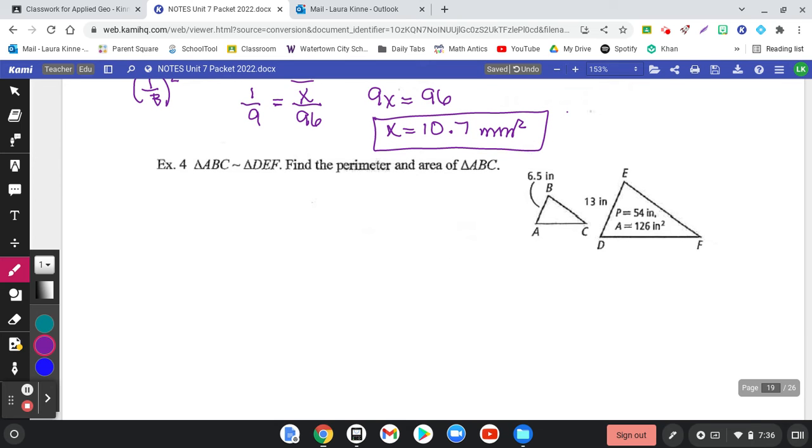Okay, so again, you can see that the sides are given. So let's figure out the similarity ratio first. 6.5 over 13. Okay. All right. So if we want to find the perimeter of ABC, we're going to just leave the 6.5 over 13. And since it's the perimeter of the second triangle, we're going to put that in the bottom. So we're going to do the perimeter first. So 13x equals 54 times 6.5.